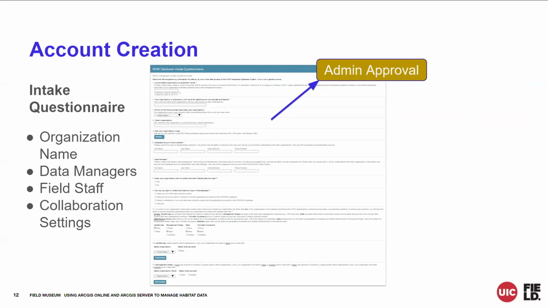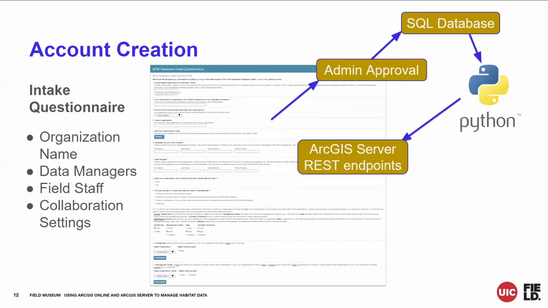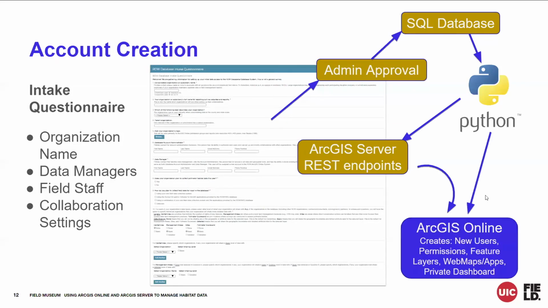And once they fill that out, it gets verified and approved by someone in the administration group. And then it goes into the SQL database. By going into the database, that triggers an event in our SQL server or in our Python script, which then creates REST endpoints on ArcGIS Server. In ArcGIS Online, it also creates new user accounts and permissions, feature layers, web maps, and the private dashboard.